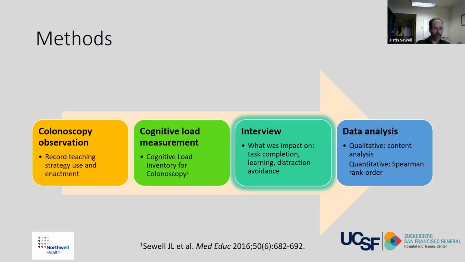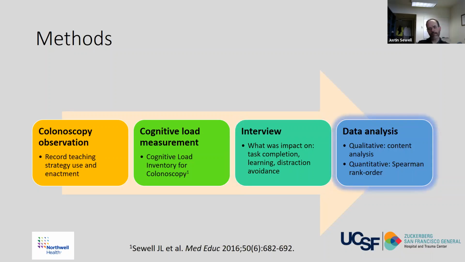What did you think of this teaching activity? How did it help you complete the task? So that's intrinsic load. How did it help you learn from the task or not, either promote or interfere with completing the task, learning from the task, which is germane load, and avoiding distractions or staying focused, which is extraneous load. And then for our data analysis, we performed content analysis on those interviews and did a single correlation for germane load, which I'll show you.